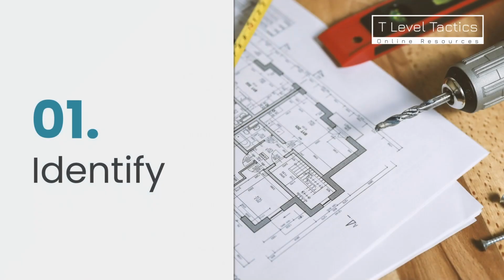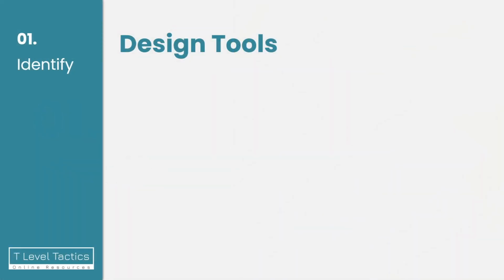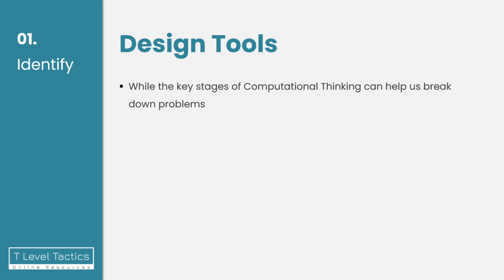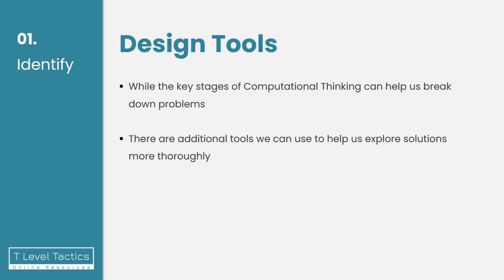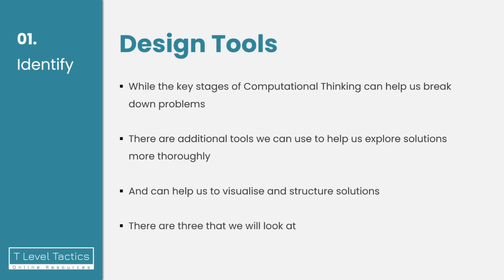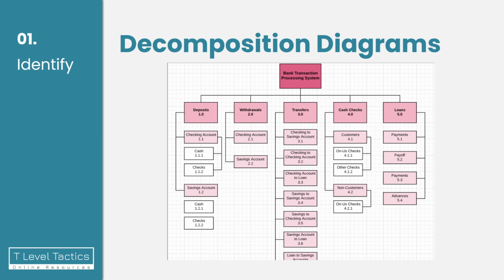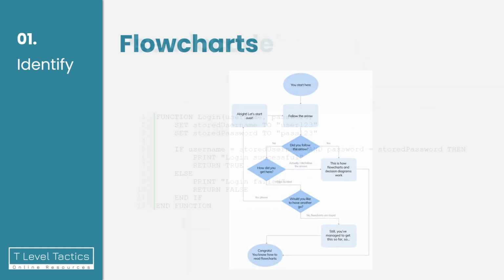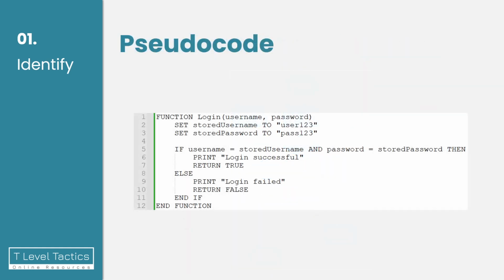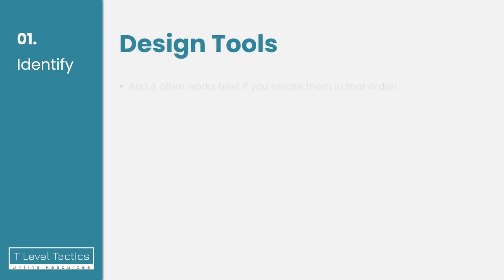So what design tools are there? While the key stages of computational thinking can help us break down problems, there are some additional tools we can use to help us explore solutions more thoroughly, and can help us to visualize and structure solutions as well. There are three that we'll take a look at: decomposition diagrams, flowcharts, and pseudocode. And it often works best if you create them in that order. Let's take a look.